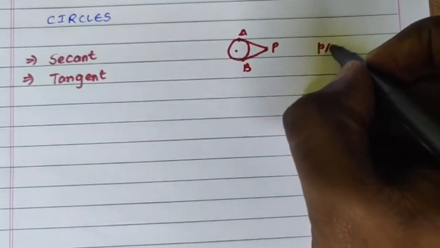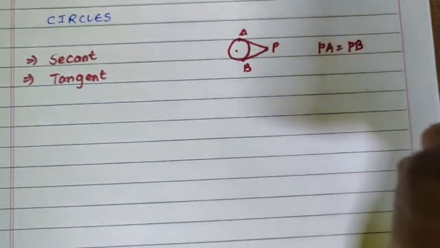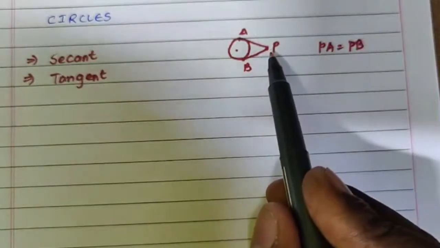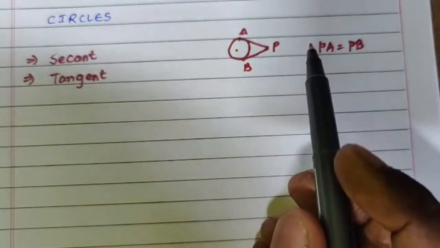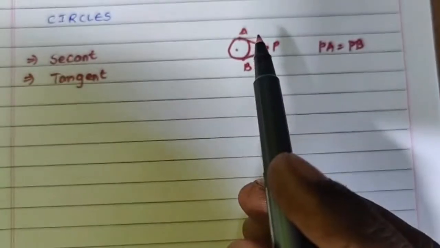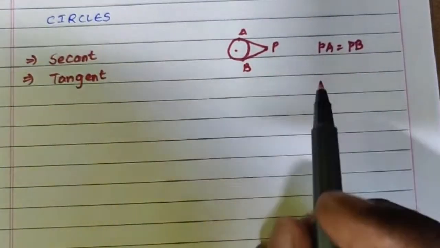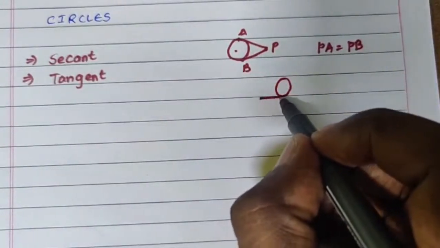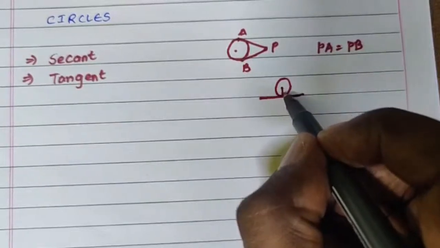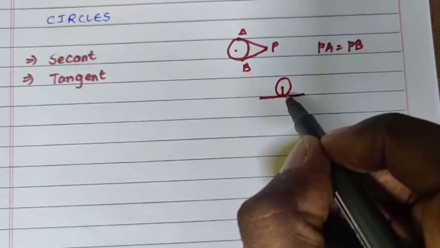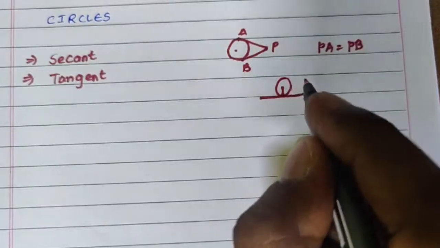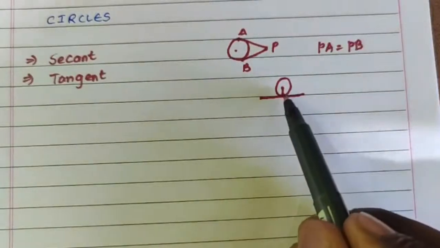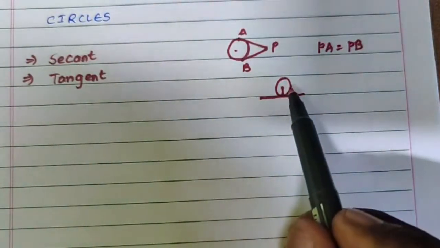PA equals what? PB. PA and PB are the tangents. The tangents drawn from an external point, that is outside point, to a circle are always equal. This is a very important 3 marks theorem. Otherwise, the radius drawn at the point of contact, that is the tangent, is always perpendicular. The tangent at any point of a circle is perpendicular to the what? It is to the radius, to the point of contact.